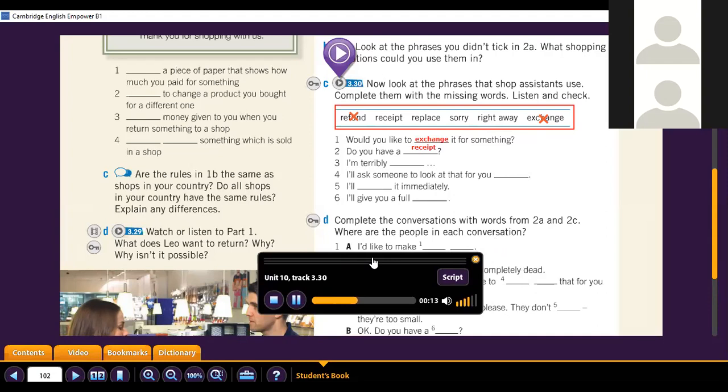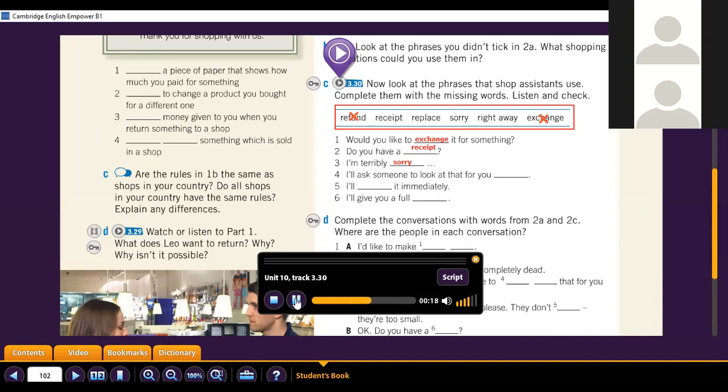3. I'm terribly sorry. So, sorry, I'm terribly sorry. Cuando no nos pueden ayudar con algo, ¿no es cierto? Nos pueden decir esta frase, I'm terribly sorry. What about number 4? Let's listen number 4.